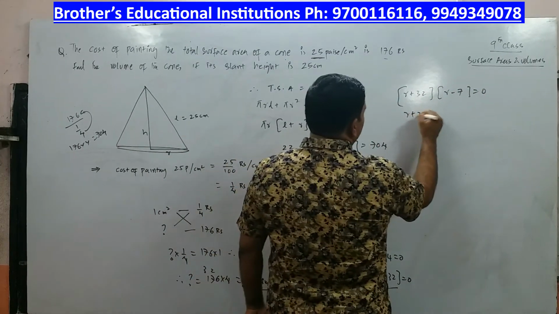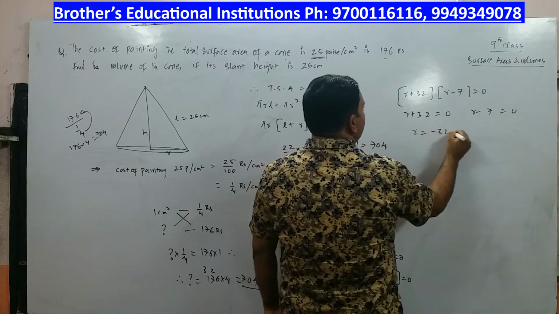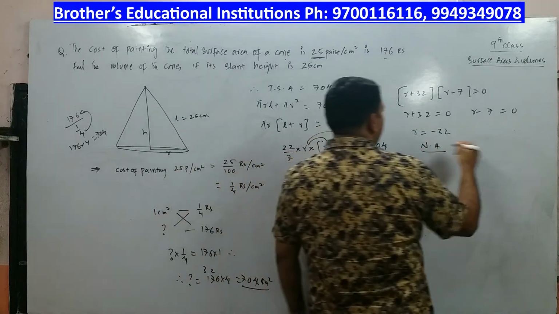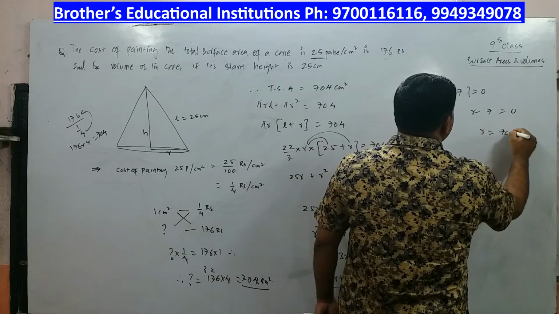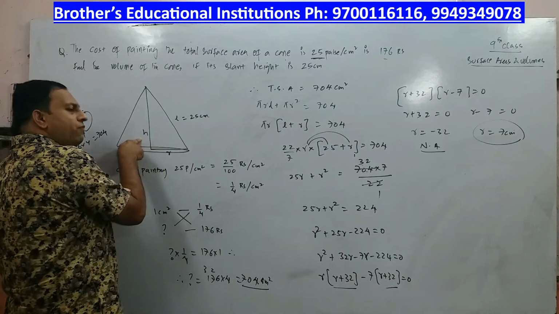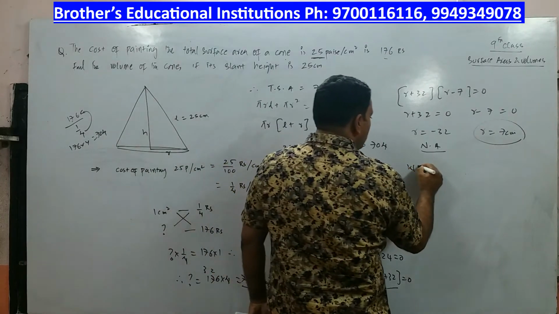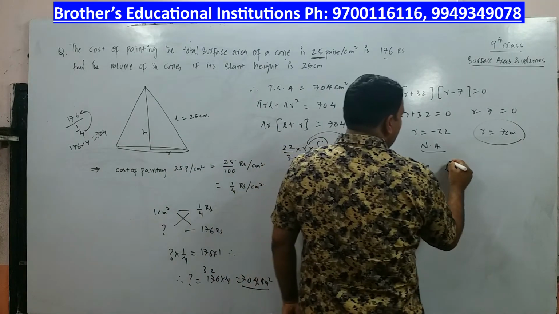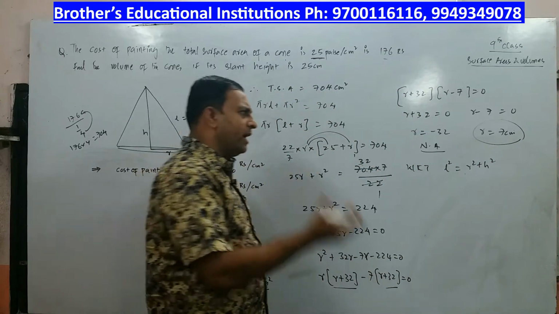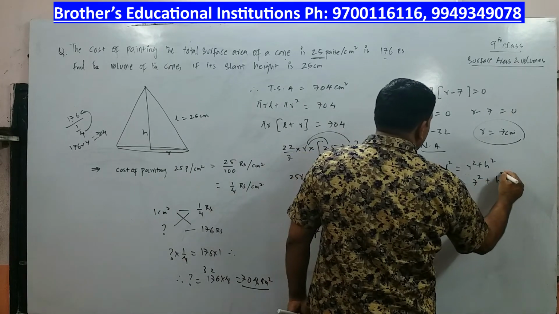So R plus 32 is equated to 0, or R minus 7 is equated to 0. R is equal to minus 32 is not applicable because radius can't be negative. So we'll say R is equal to 7 centimeters. See, once you have got the base radius, you now have to find the value of the height, because slant height is given to you. Now I will write, we know that L square is equal to R square plus H square. That is the relationship between slant height, base radius and the height of the cone. So L square, 25 square, is equal to R square, 7 square, plus H square.